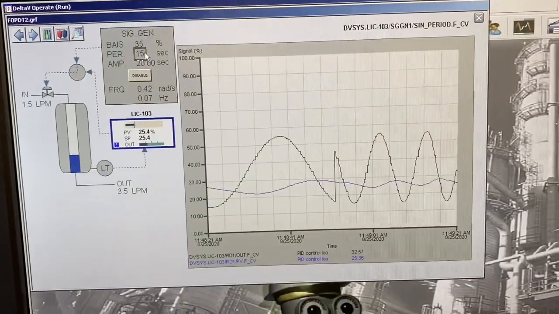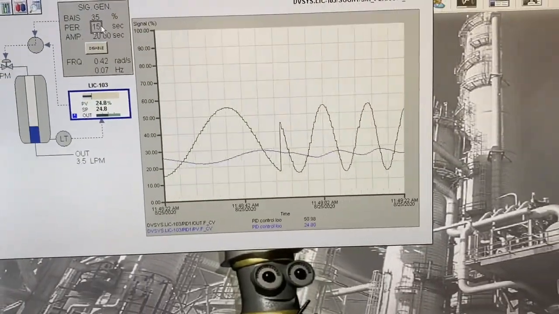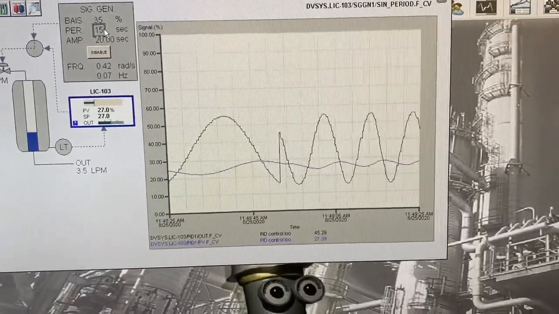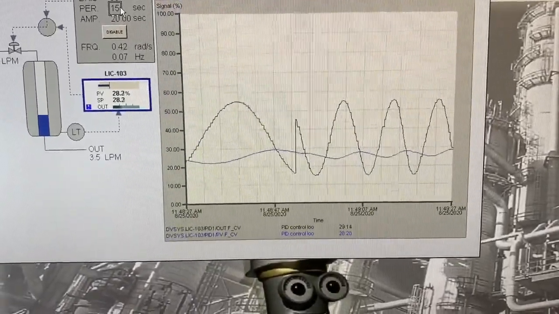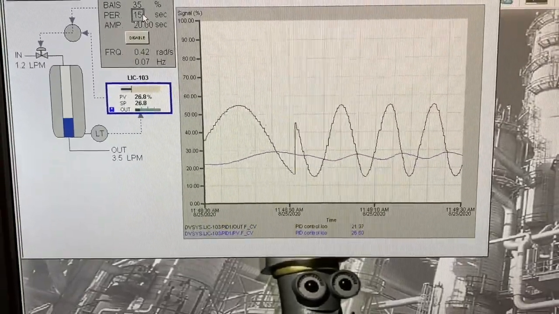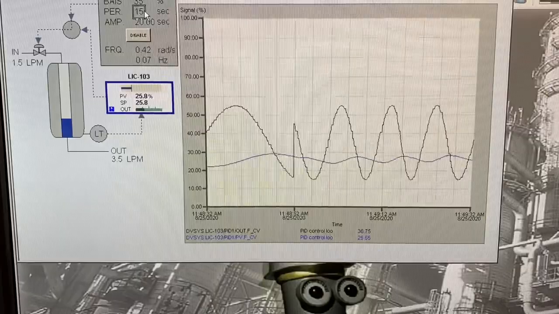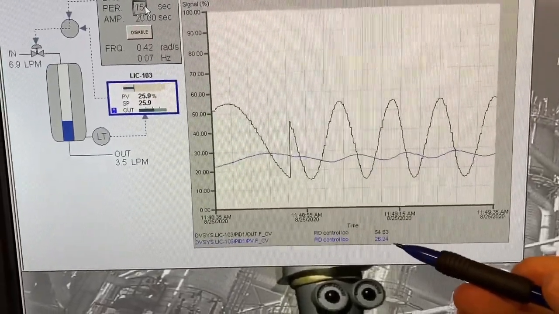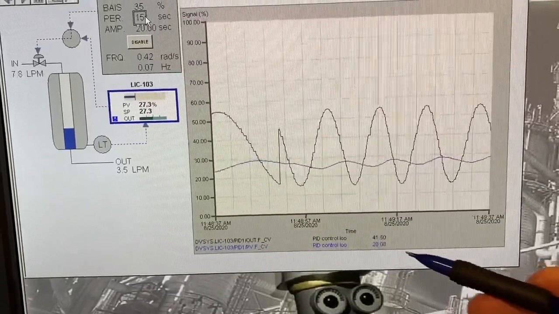All right, now I've just increased our frequency even further, decreased our period down to 15, and we're just going to get our peak-to-peak values here. So it looks like on the high end, 28.3. Coming down to the low end here, 25.54 I saw.